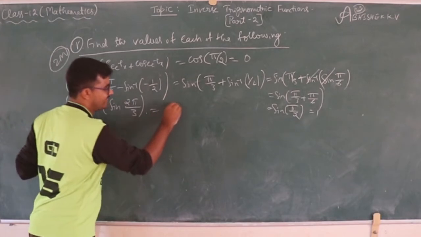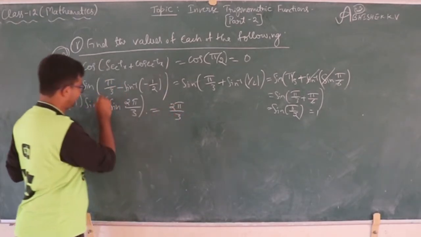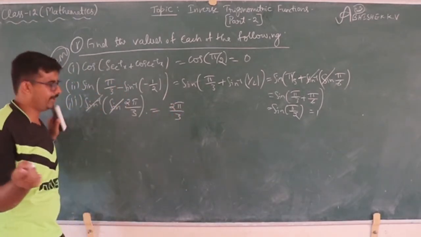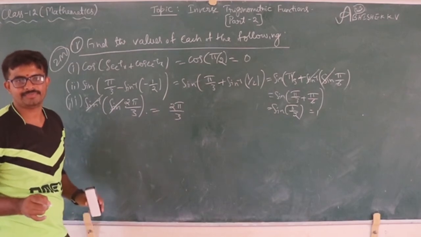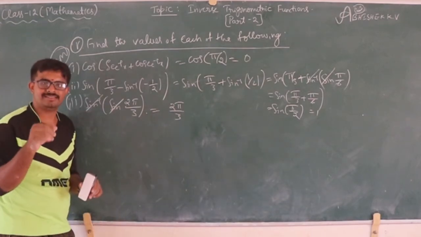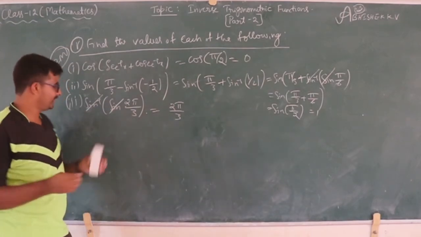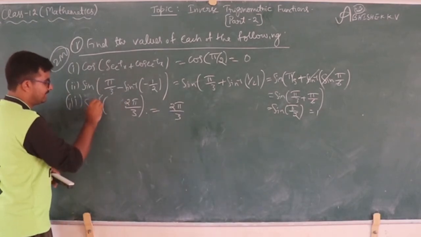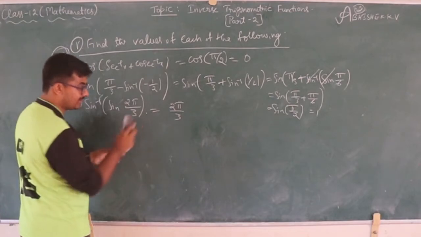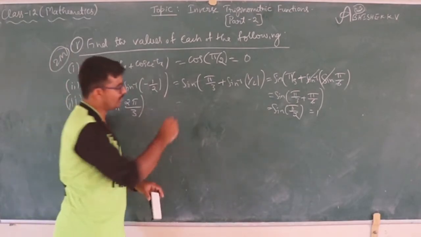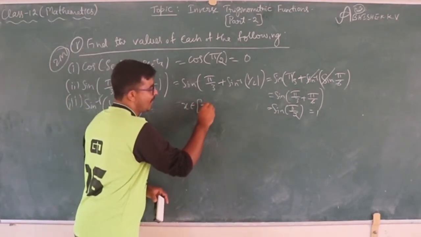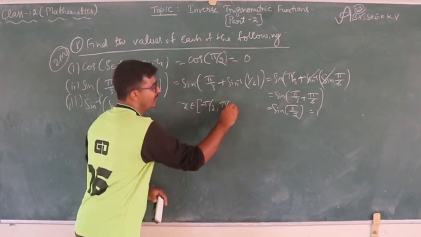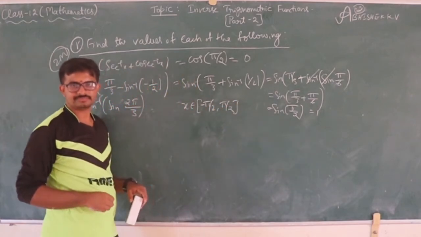I think your answer is 2 pi by 3. Sin inverse sin gets cancelled, sir. According to the property, it is 2 pi by 3. But your answer is completely wrong. Why? If you consider sin inverse of sin x is equal to x, that x should belong to what? x belongs to minus pi by 2 to plus pi by 2.